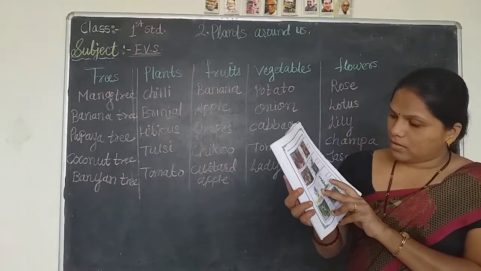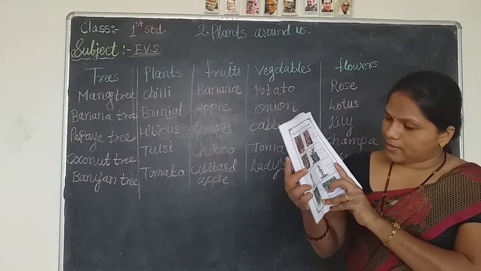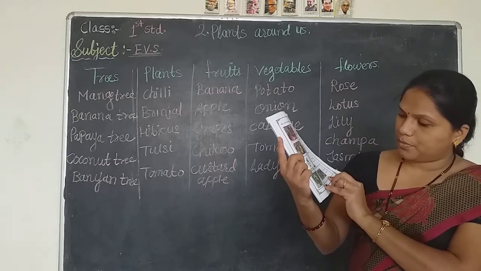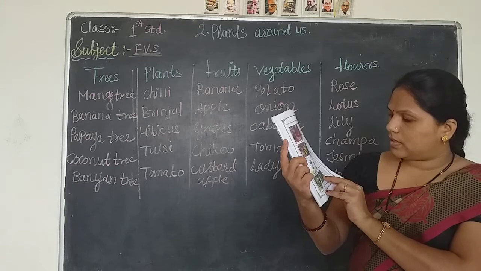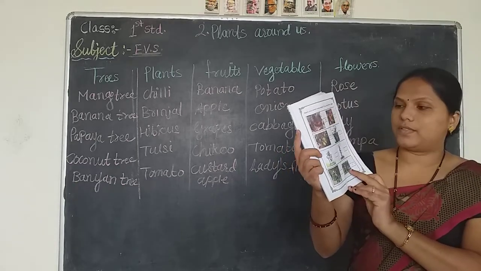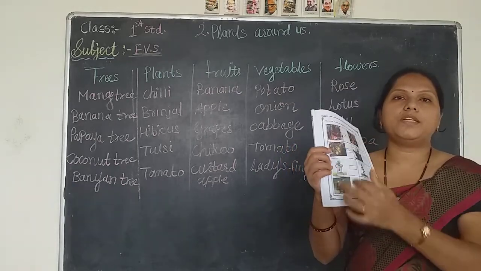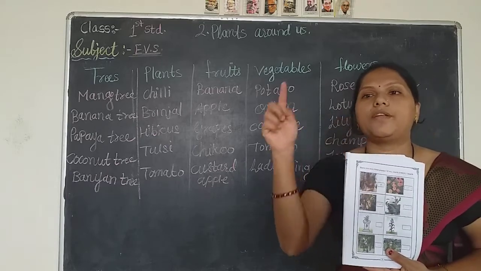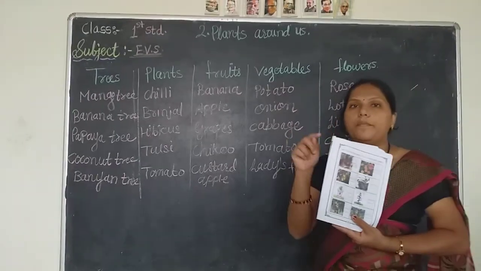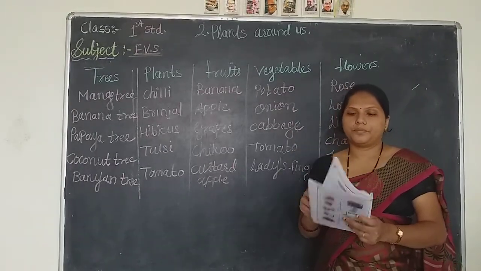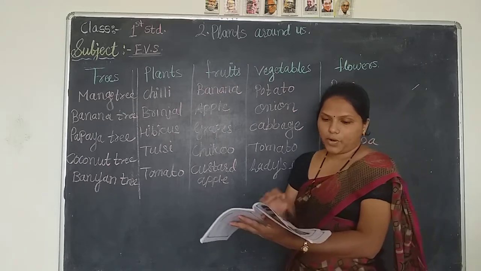Next one is a crop of jawar. Next, pomegranate. These are the pears. If you have seen these plants and trees in your surroundings, make a right mark. If you have not seen them, make a cross mark.